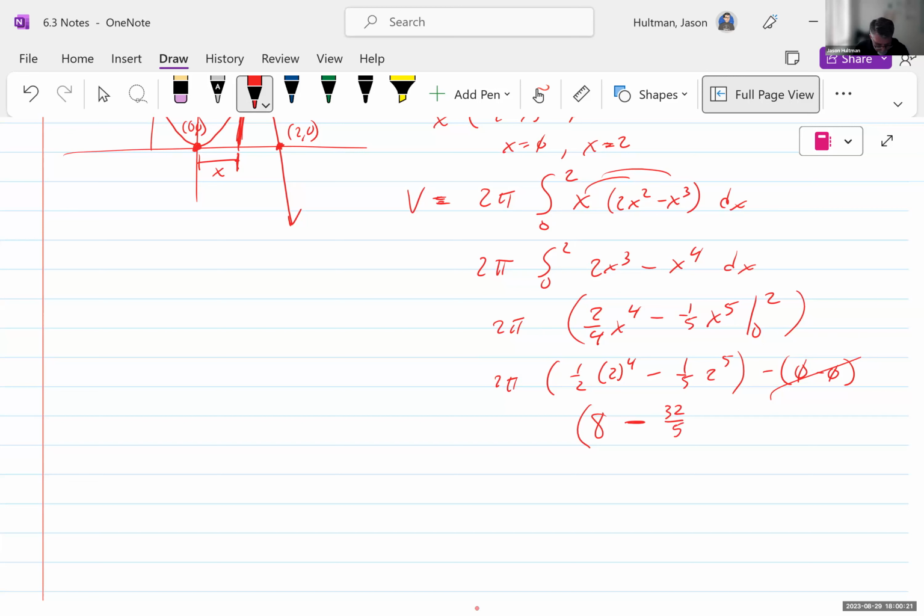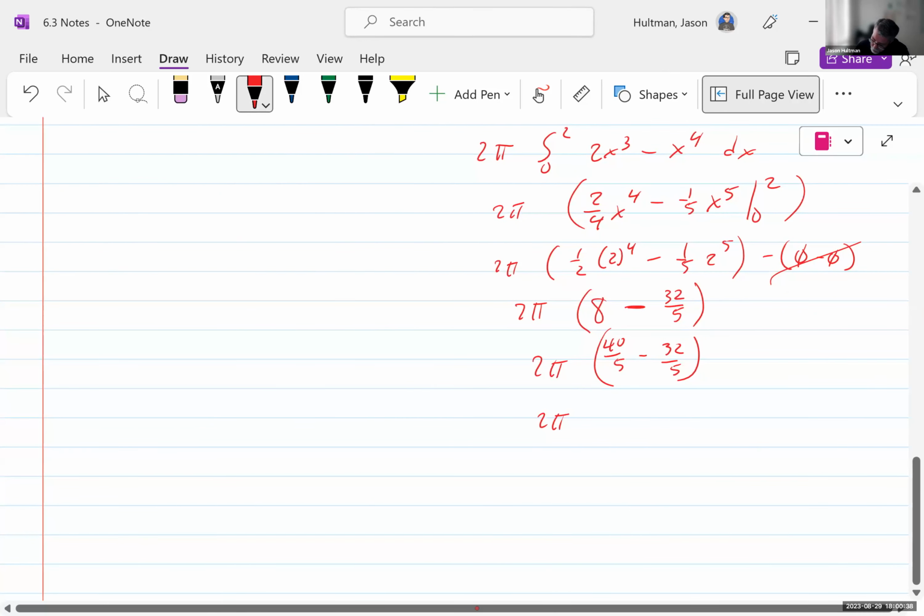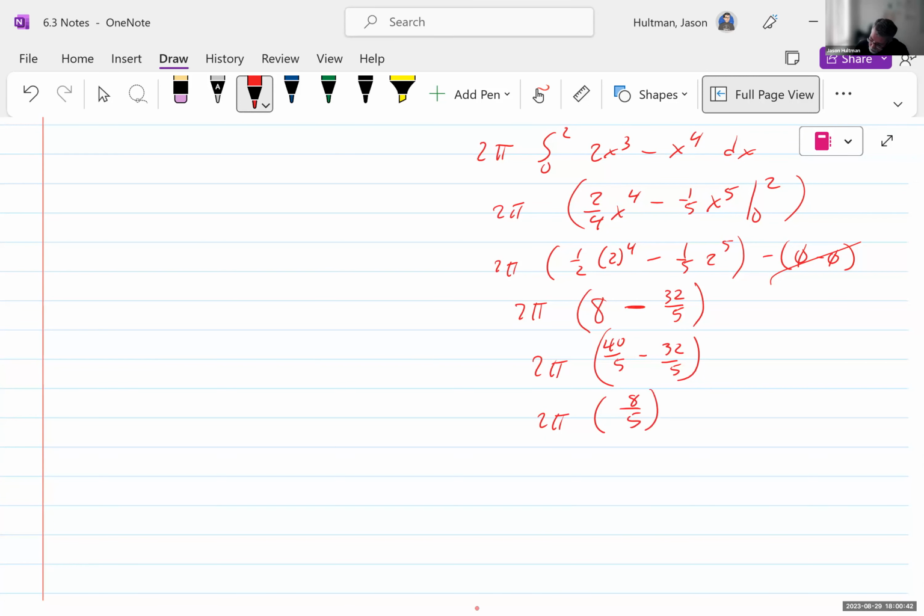And then I get 2 pi. Well, 32/5. 8 is 40/5. So this is 40/5 minus 32/5. And so I get 2 pi times 8/5, and so this becomes 16 pi over 5. So that's the volume of that one using the method of cylindrical shells.